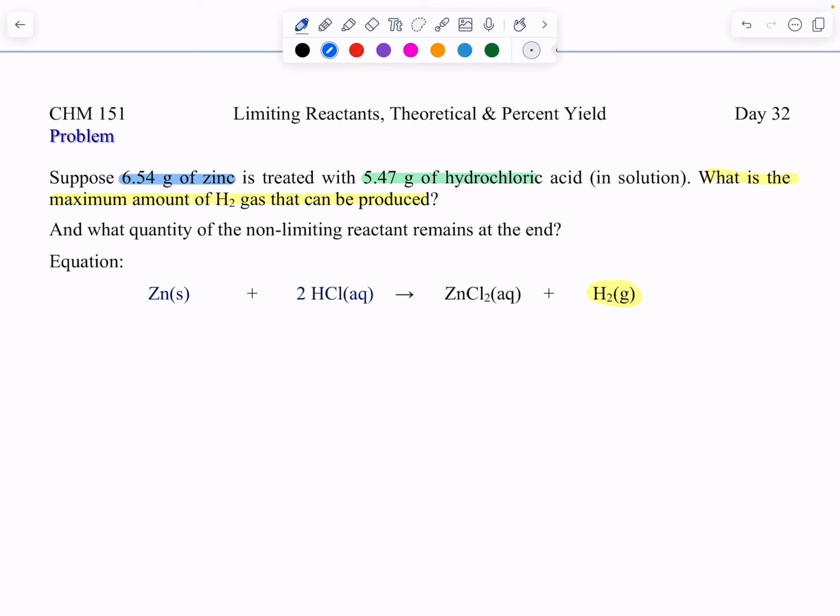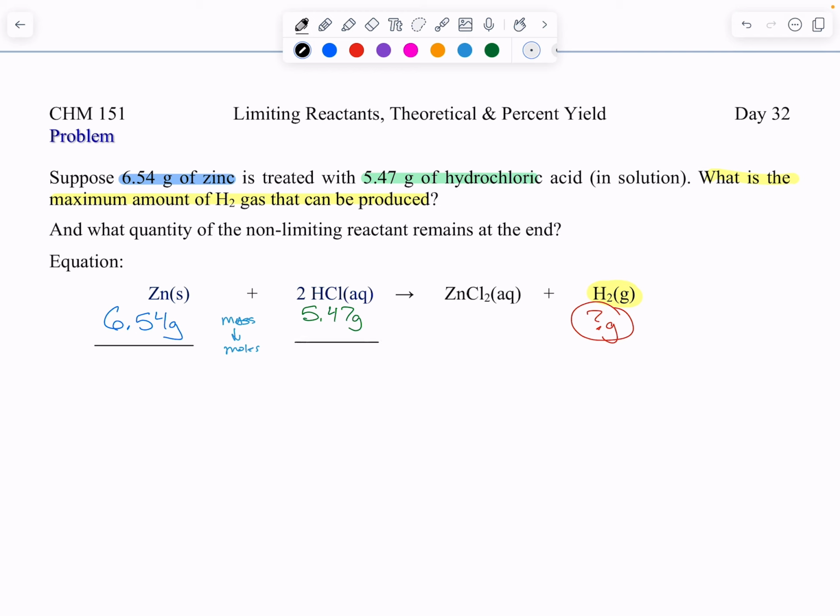So how I set this up, I have 6.54 grams of zinc. I have 5.47 grams HCl. And we want to know how many grams here. That's my question. So that's how I start this. Now, we've got grams. I have mass. What do we need to get to? We've got to go to moles, and so we divide by the molar masses.